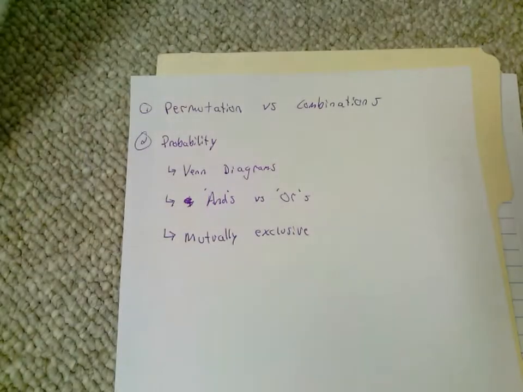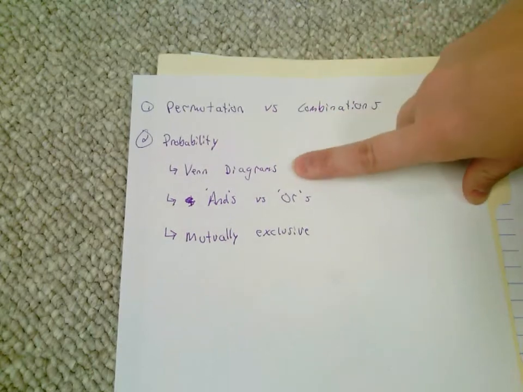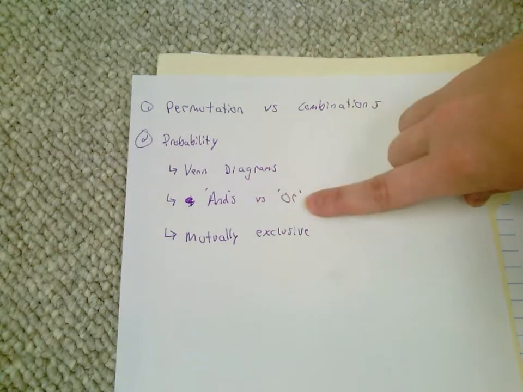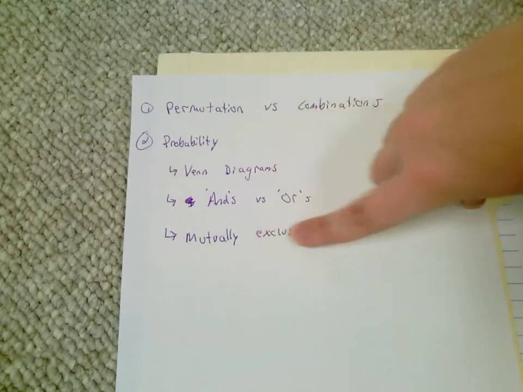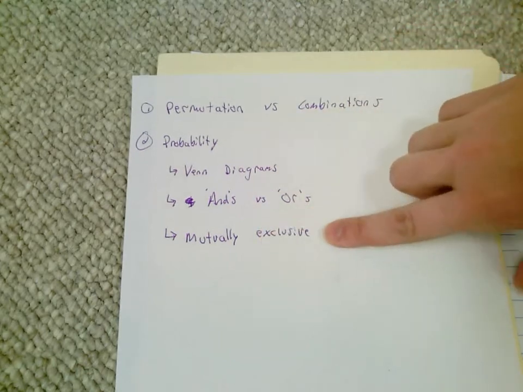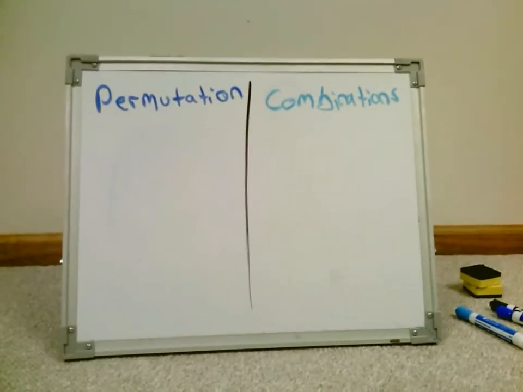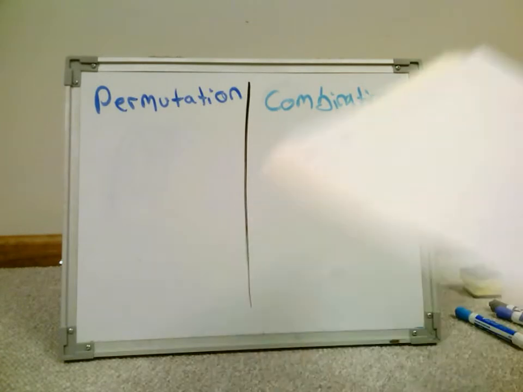Okay, so we'll start looking at probability. If we have time, we'll talk a little bit about Venn diagrams, which hopefully you've seen before, so that shouldn't come as new. We also want to talk about the "and" versus the "or" when it comes to probability. And then finally, we'll touch on mutually exclusive and what that terminology means, again, hopefully if we have time. So let's start out our discussion with talking about permutations versus combinations.